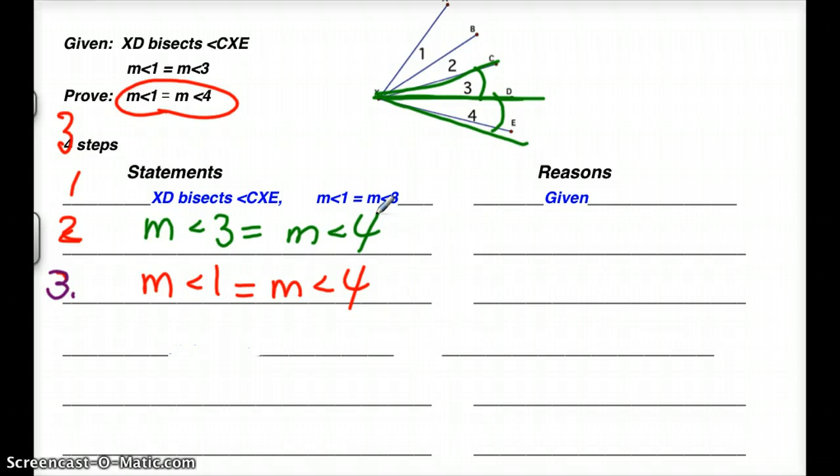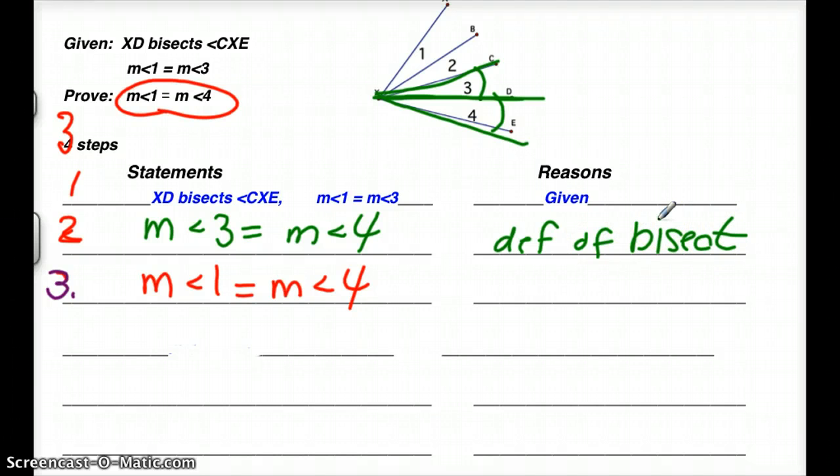And notice how I'm lining up the 4 with the 4. If I hadn't lined them up, then I would have had to do the symmetric property and switch them around. The reason why those 2 are equal is because of bisect. So this one is definition of bisect.